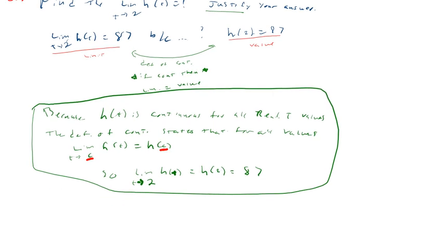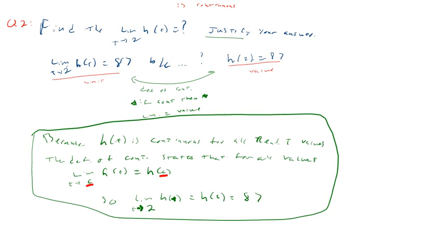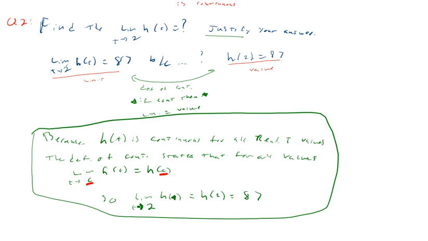So if you're trying to find a limit, and you have a value, or like a table, to connect those two, it's the definition of continuity. That's how you connect values to limits. You connect the value and the limit through the definition of continuity.